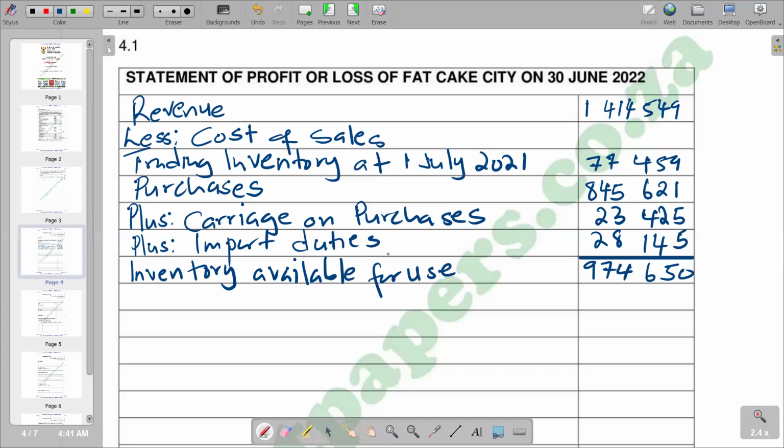So that's what we have, and then finally you're supposed to subtract the closing inventory.